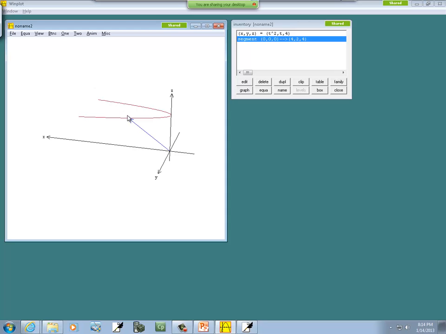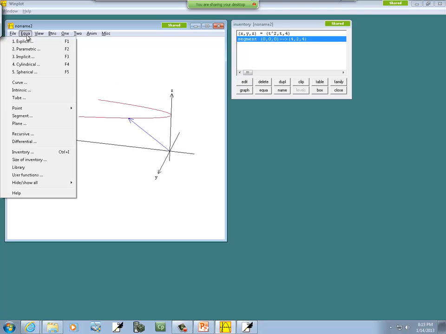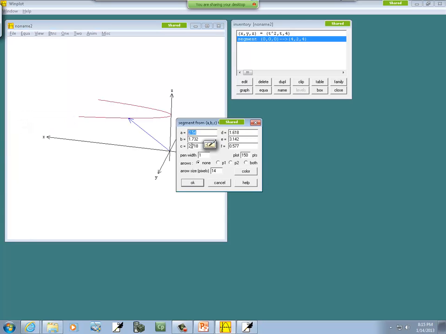Now for when that one left off, we want to draw another one. So I'm going to do equation and choose segment. Now that one left off at 424, so I'll put in 4 for A, 2 for B, and 4 for C.